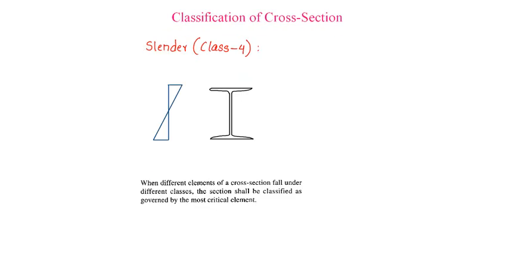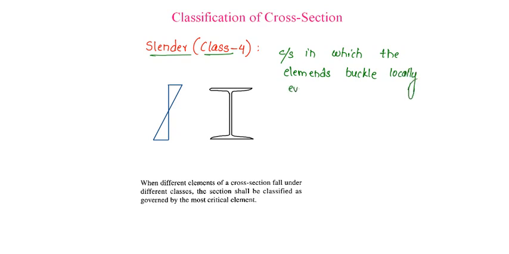Whereas class 4 sections are slender sections, in which the elements buckle locally even before reaching of yield stress. That is, the stress in the extreme fibers is less than yield stress, and the section itself gets buckled locally.